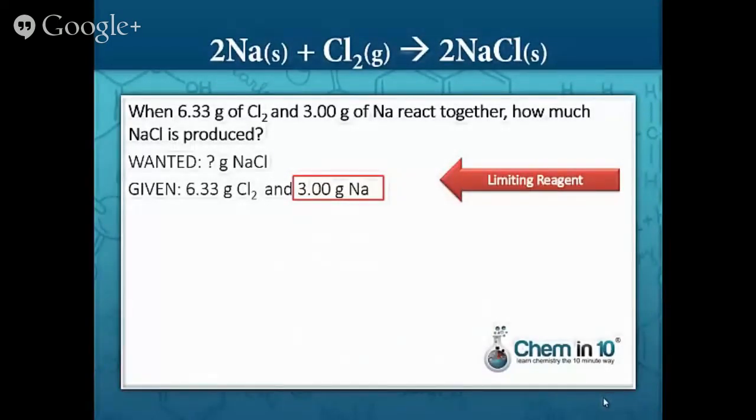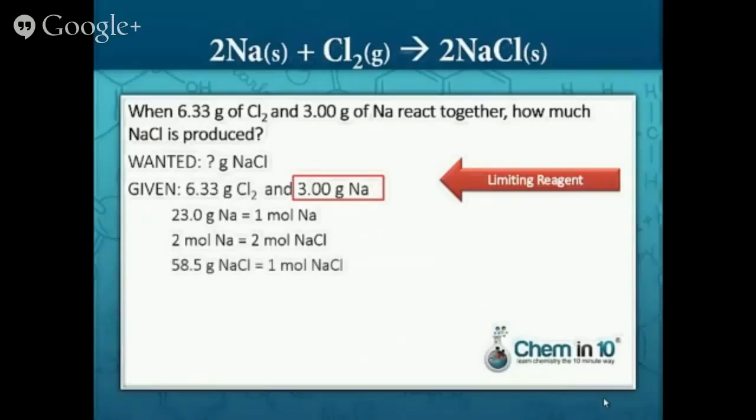To go from sodium, we're going to need the molar mass of sodium, which is 23.0 grams per mole. That will convert grams of sodium to moles of sodium. Then we need to go from moles of sodium to moles of sodium chloride. We know that 2 moles of sodium make 2 moles of sodium chloride from the balanced reaction. And once we get to moles of sodium chloride, we're going to need to convert that to grams. So we're going to need the molar mass of sodium chloride, which is 58.5 grams per mole.